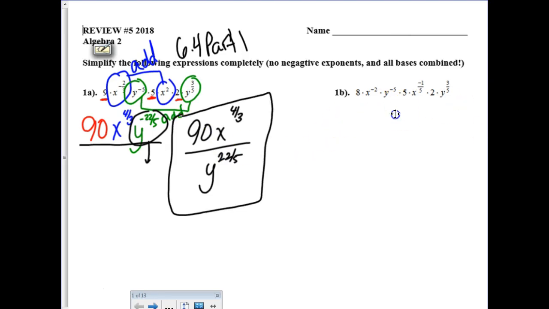All right, so 1b is very similar. Go ahead and practice that one on your own, and you should be able to check the answer key to see if you did it well. Hopefully my answer key doesn't have a mistake.